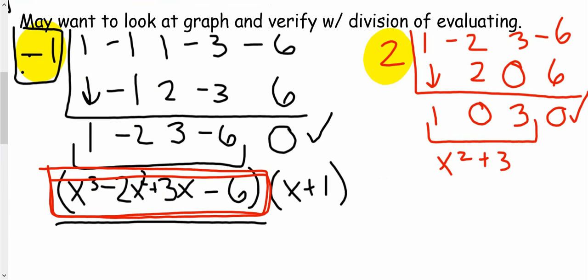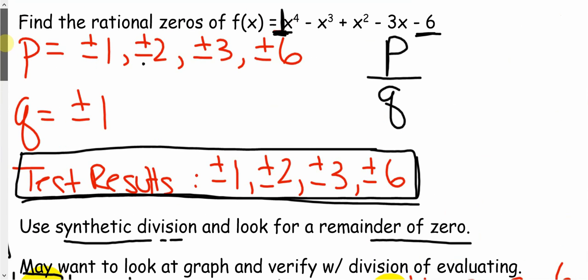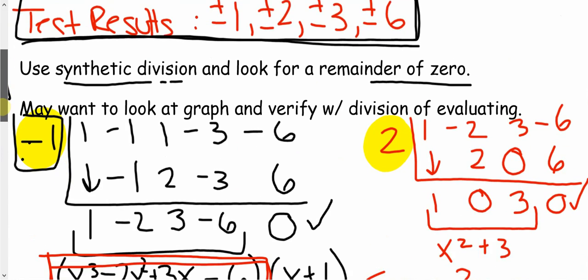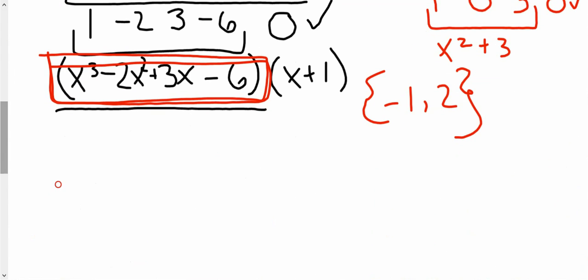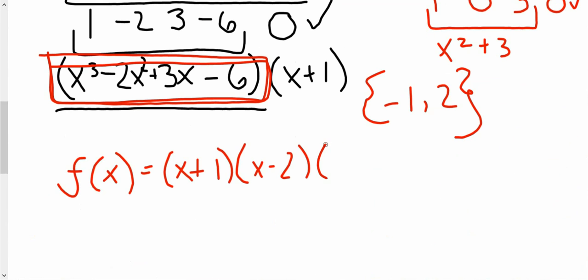Because we are only looking for rational zeros here, the only two rational zeros for this given function, x to the fourth minus x cubed plus 2x squared minus 3x minus 6, are going to be negative 1 and 2. I could also rewrite this given polynomial as the product of its factors, like this: f of x is equal to x plus 1, x minus 2, and x squared plus 3.